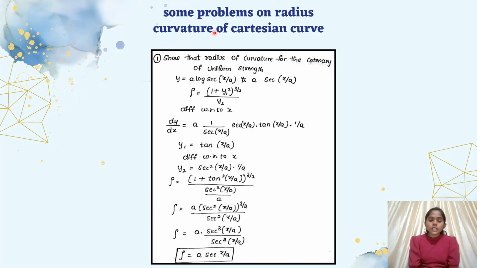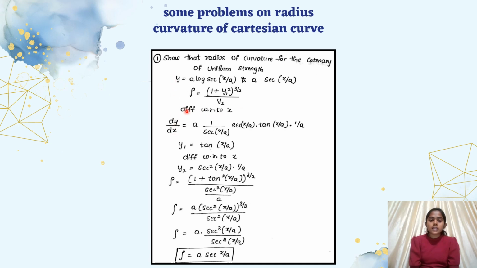Some problems on radius of curvature of Cartesian curve. First problem: show that the radius of curvature for a catenary of uniform strength y = a log sec(x/a) is a sec(x/a), by using the formula rho = (1 + y1²)^(3/2) divided by y2. y = a log sec(x/a), differentiate with respect to x.